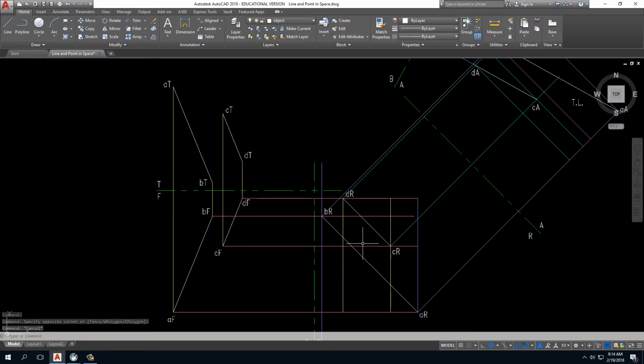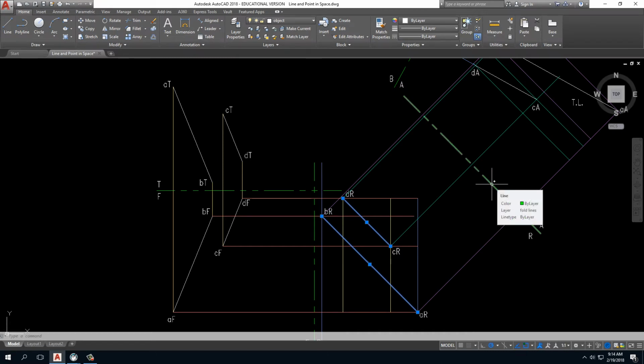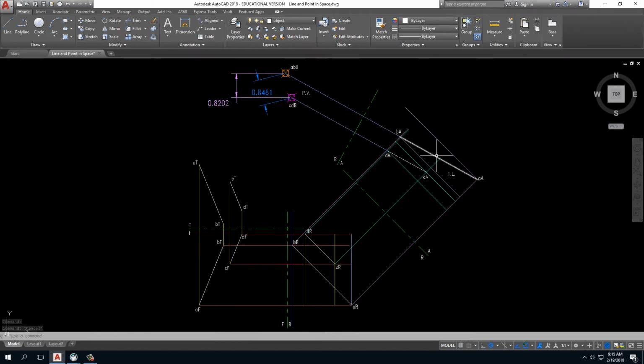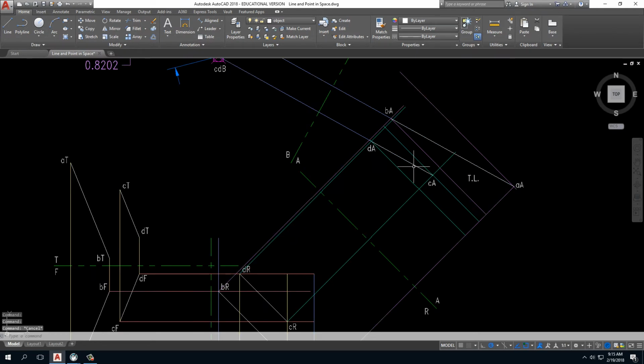The next thing we would have to do is put these two lines into true length. The way we did that was to create a parallel fold line to these. That parallel fold line gives us both of these lines, A B, A, and C D, A, or AA, BA, CA, and DA. These are now in true length, and I'll highlight that. Those are now in true length.